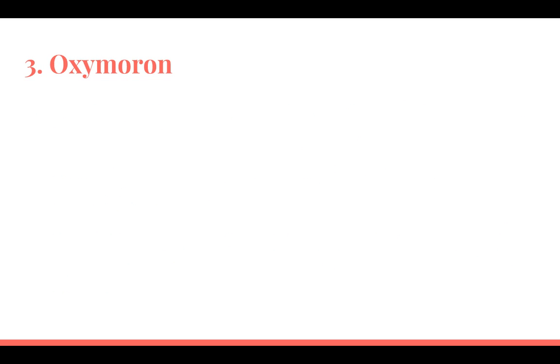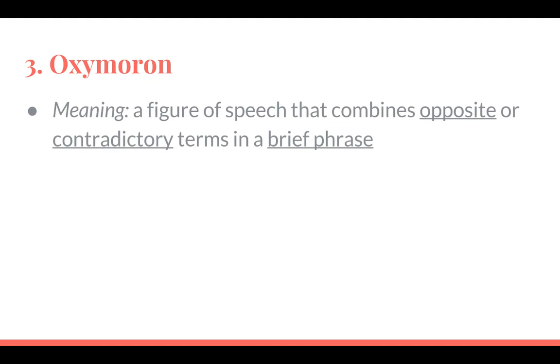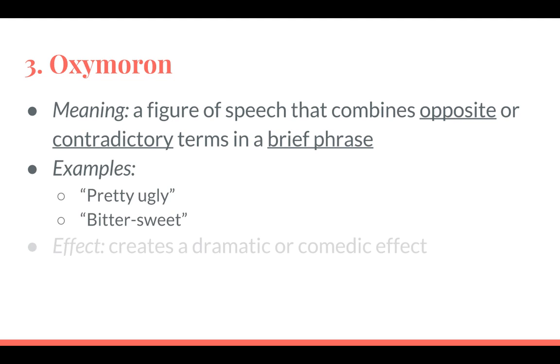Our third term is oxymoron. This one might be familiar to some of us. This is a figure of speech that combines opposite or contradictory terms in a brief phrase. So within a few words, you have opposites. For example, pretty ugly, bittersweet. And this creates a dramatic or comedic effect depending on how it is used in the context of the situation.